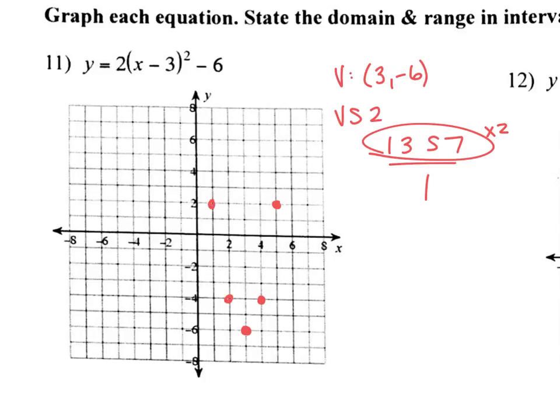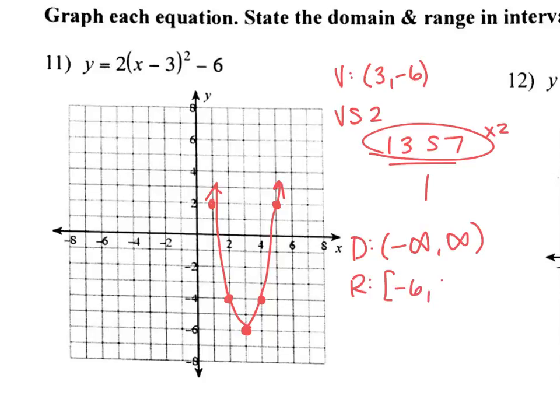I think you all are feeling much better about this part than when we had first done this last week. All right, and then domain and range. Domain is always going to be all real numbers, and it will be for a while for us. Range, the lowest value here is negative 6, and the highest value is positive infinity.